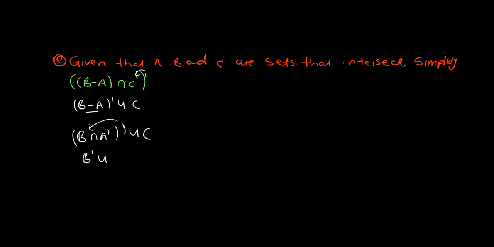Then this one will change to union. The moment the complement crosses it, it will change to union. If it was union, it will change to intersection. So A complement now times complement, that will just give you what? A like that. So it will just give you A.